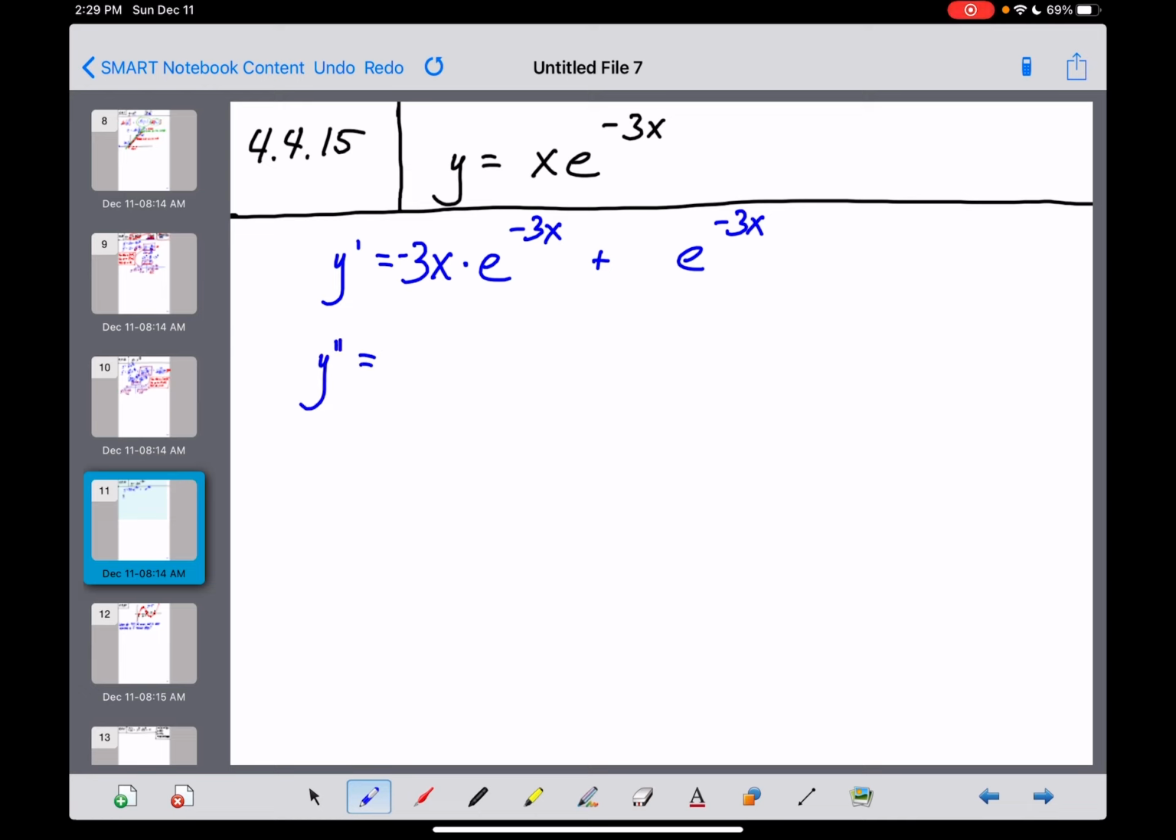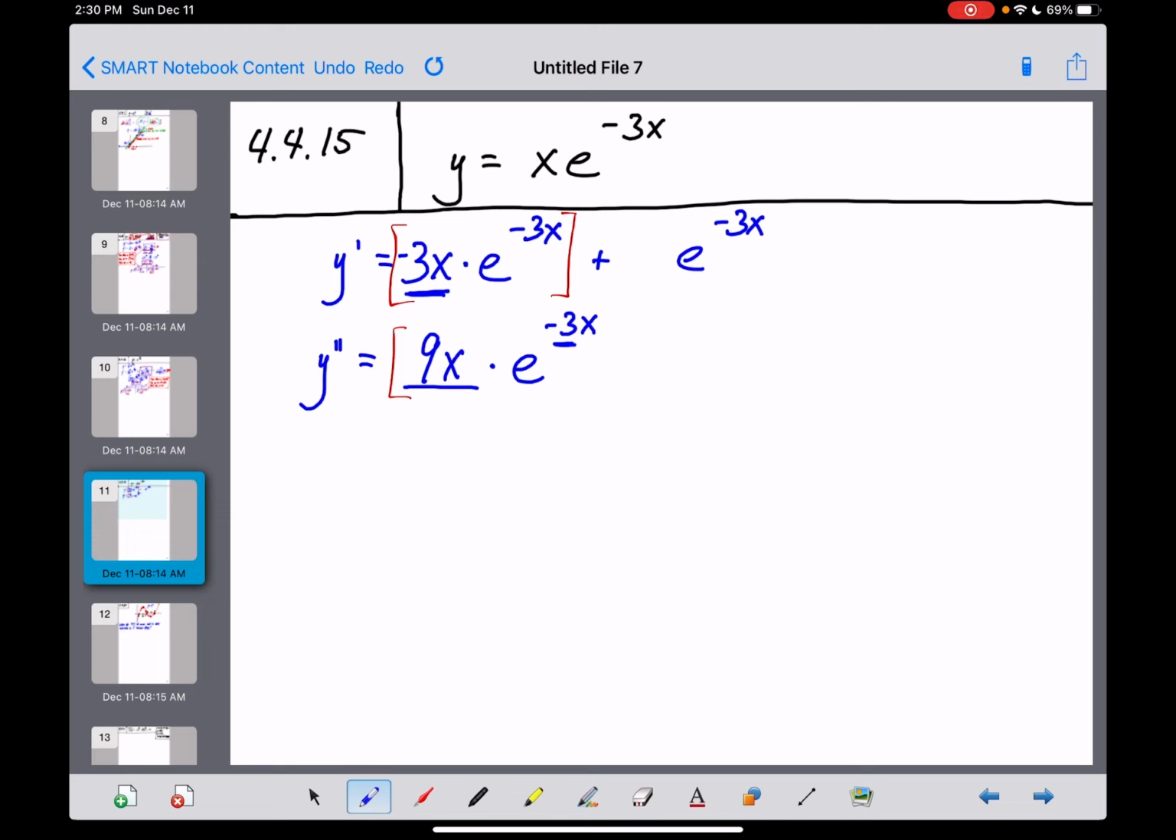Y double prime of x equals, all right, and one thing at a time right here, we need to take the derivative of this term in red, and that derivative requires the product rule. First factor, ooh, I see it already. Okay, first factor is -3x. I'm not going to write that yet. -3x times the derivative of the second factor, which is same base to the same power times the derivative of that exponent. So what I had in that blank was a -3x, but that now needs to get multiplied by this -3. That becomes a positive 9x.